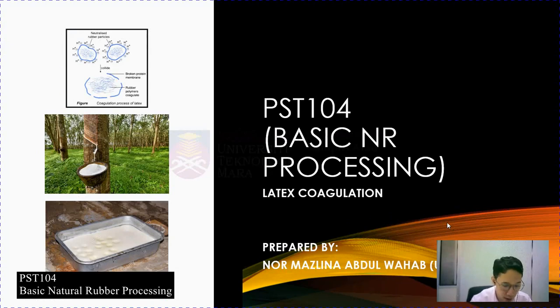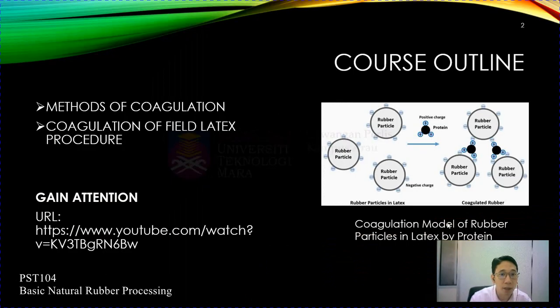So today we continue with chapter 6, the PST 104 Basic Natural Rubber Processing. In chapter 6 we cover latex coagulation. Here are the course outlines of this chapter. Basically we will cover methods of coagulation. And secondly, we will cover coagulation of latex procedures. I think there are about 5 coagulation procedures that we cover in this chapter.